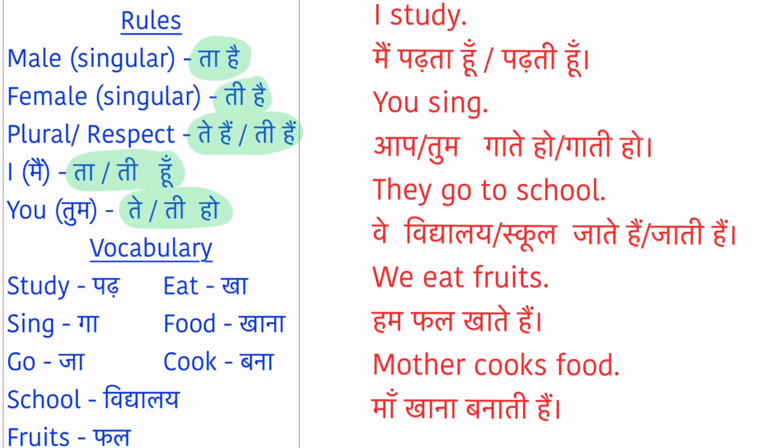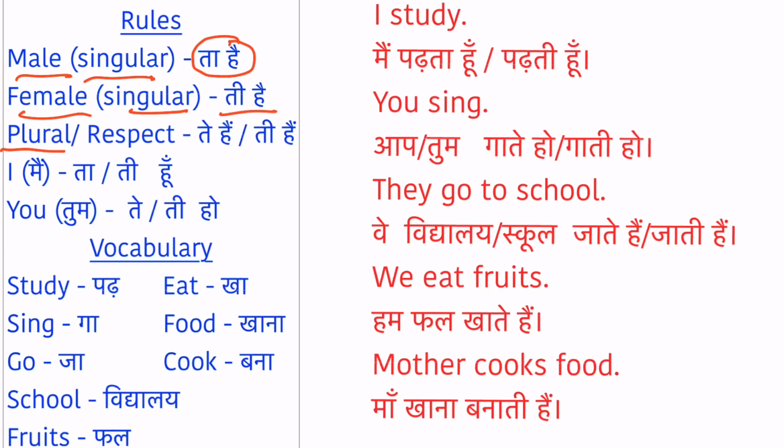These are the suffixes you will be adding to the verb, depending on what the subject is. So if your subject is singular male, then you will be adding ta hai to the verb. If your subject is singular female, you will add ti hai. And if your subject is plural, or sometimes even if the subject is singular but you want to show respect towards the subject because the subject is elder than you, then for the male you use te hain. And for the female, you use ti hain.